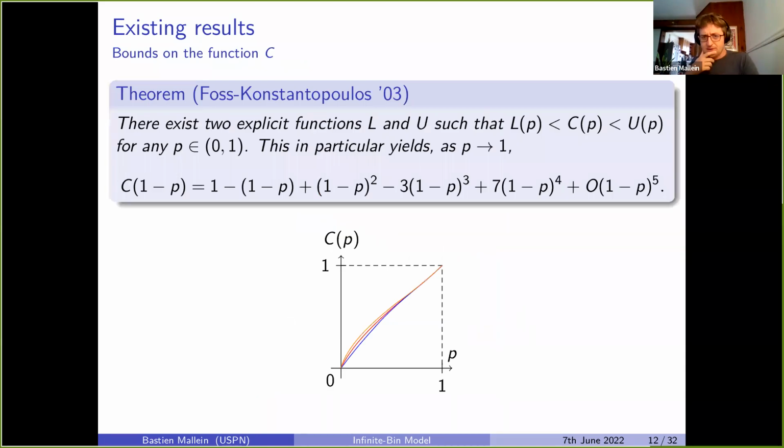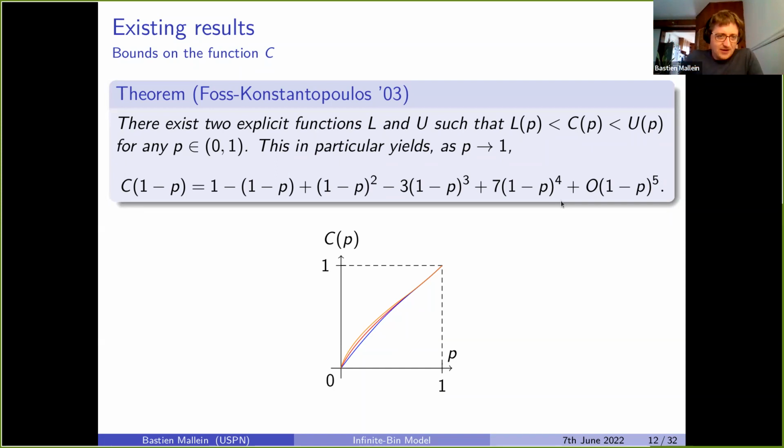Okay, so the nice properties of the function c started to be studied by Foss and Konstantopoulos, who, for example, obtained a nice upper and lower bound for this function, which I draw on this graph over here. You see that their approximation is very tight for p in a neighborhood of 1, and this tight estimation of this function c allows you to obtain the Taylor expansion of c around 1 up to little o of (1-p) to the 4.